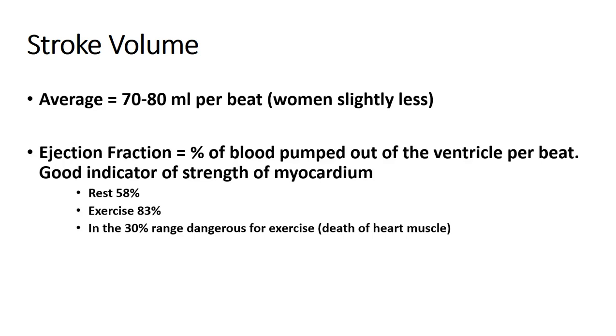Now, a better indicator of heart health is a value called ejection fraction. And look at the word fraction. It's a percentage: the percentage of blood pumped out of the ventricle per beat. So it really is a good indicator of the strength of the heart muscle. At rest, about 58% of the blood that is in your ventricles should be pushed out when it beats. During ventricular systole, 58% of the blood that's in there should be pushed out. At maximal exercise, about 83%. So even when you're exercising at your hardest, not all the blood leaves your ventricle.